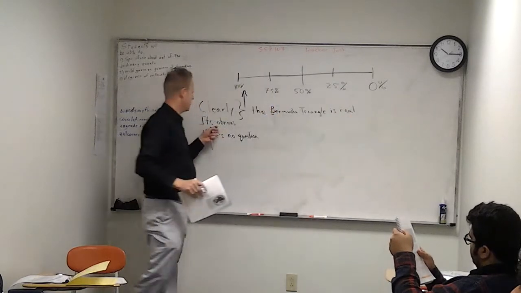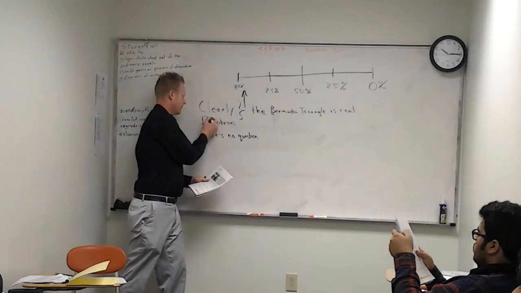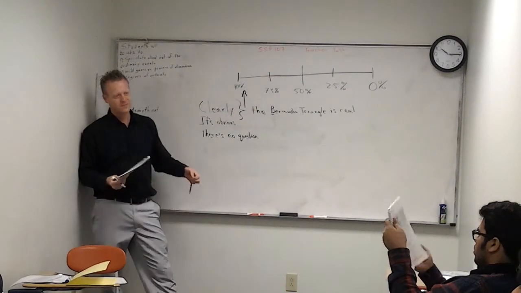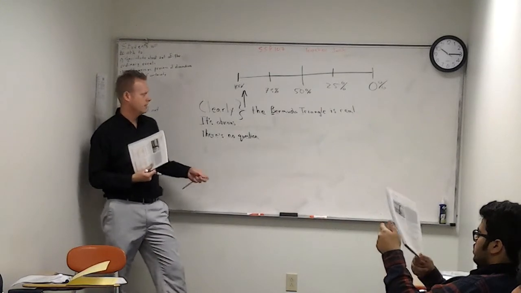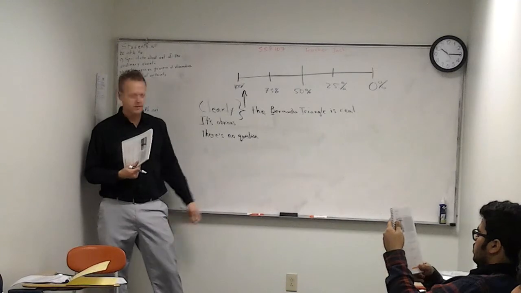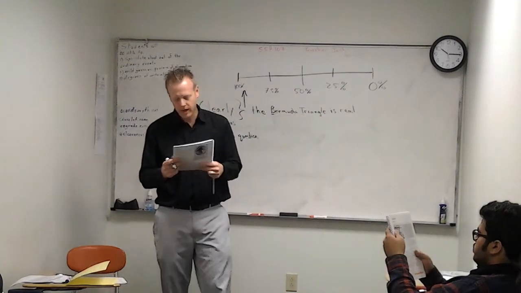Nice. I can say the same thing with all three. It's obvious that most of the ships sink in the ocean, in the Bermuda Triangle. Or there's no question the Bermuda Triangle is real. You with me? Yeah. All right.